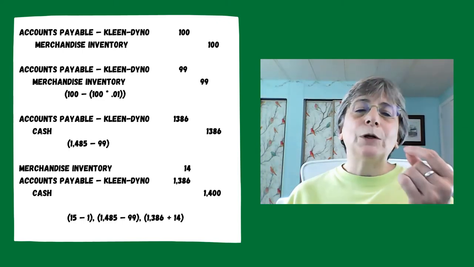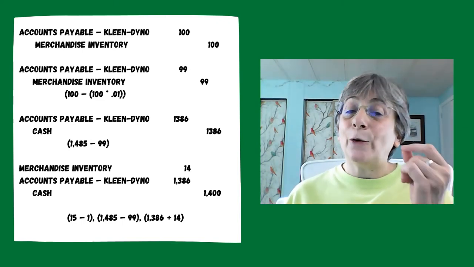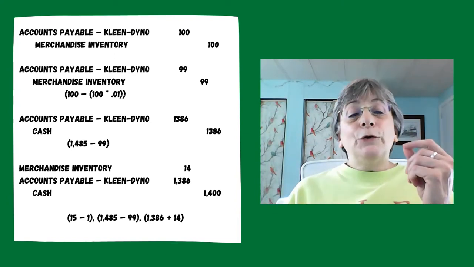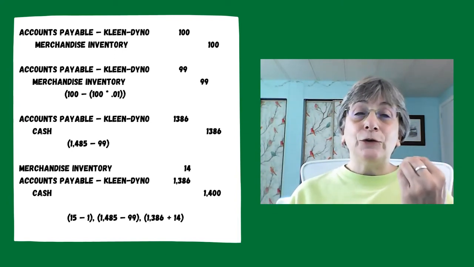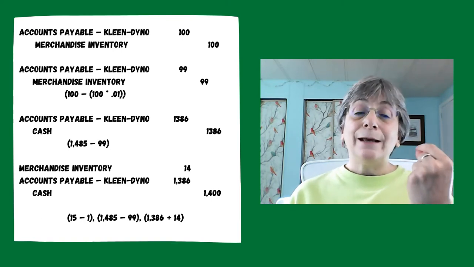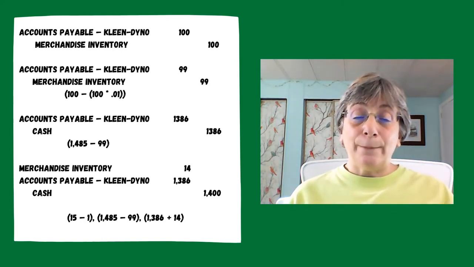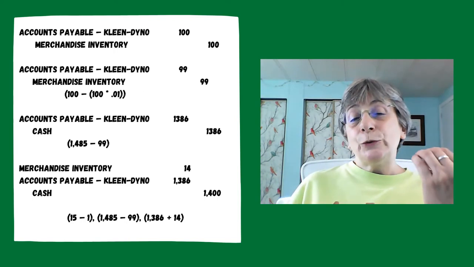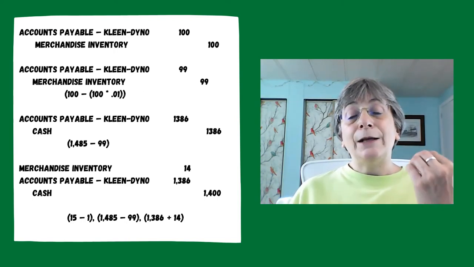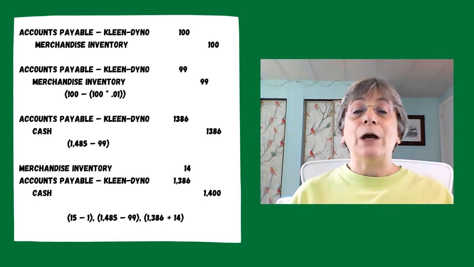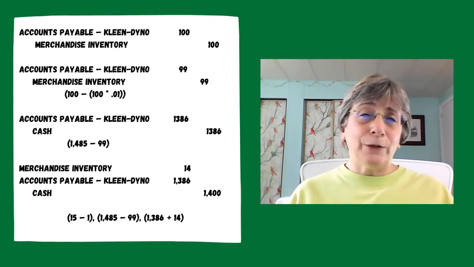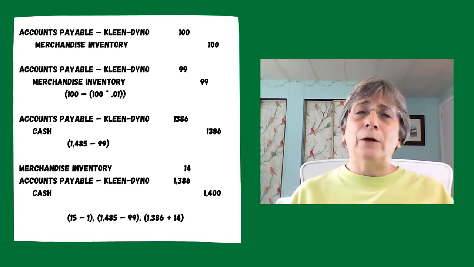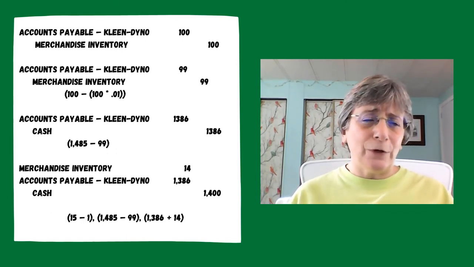Oh, but wait a minute. We already booked the discount on the entire amount. Now what do we do? So instead of doing that full $100, what we actually need to do is take into consideration that we took a discount on that amount already. So what we're going to do is take the $100 and discount it by the 1%, and that's going to give us $99 as a debit to accounts payable rather than $100, and a $99 credit to merchandise inventory.